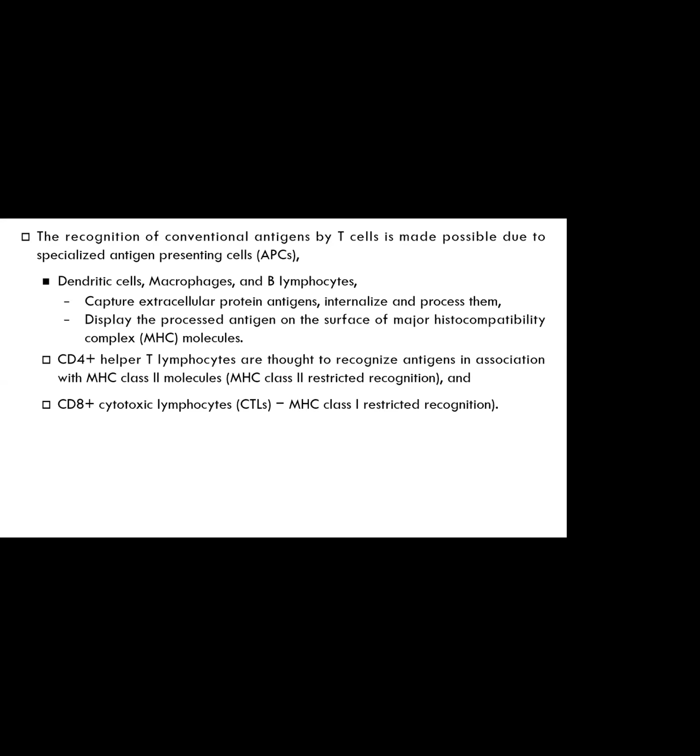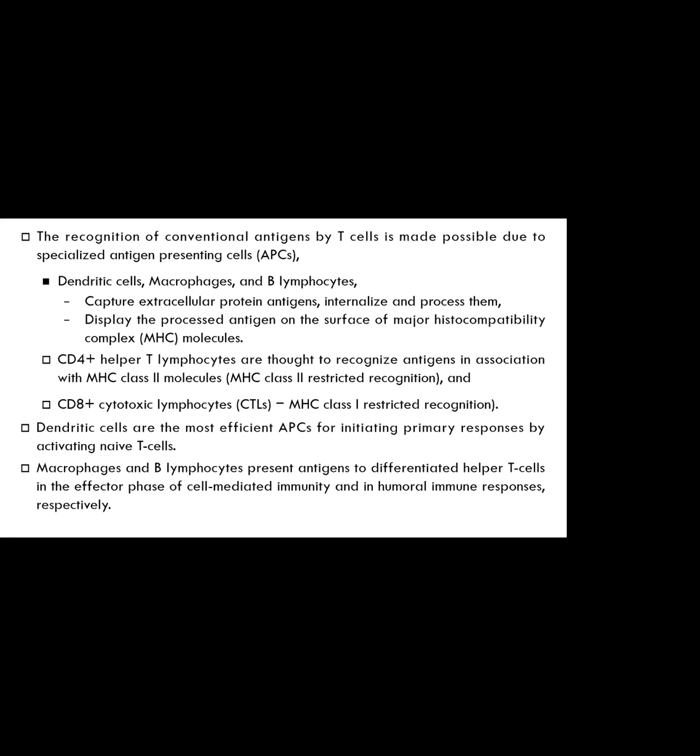They recognize antigens through what we call specialized antigen-presenting cells, which include dendritic cells, macrophages, and B lymphocytes, and also T cells, which are the CD4 T cells and CD8 T cells. Now, these dendritic cells and macrophages, or these APCs, capture the antigens, internalize them, process them, and present them on the surface of what we call major histocompatibility molecules. And it's on those molecules that these particular T cells can now identify these antigens and carry out their effect.